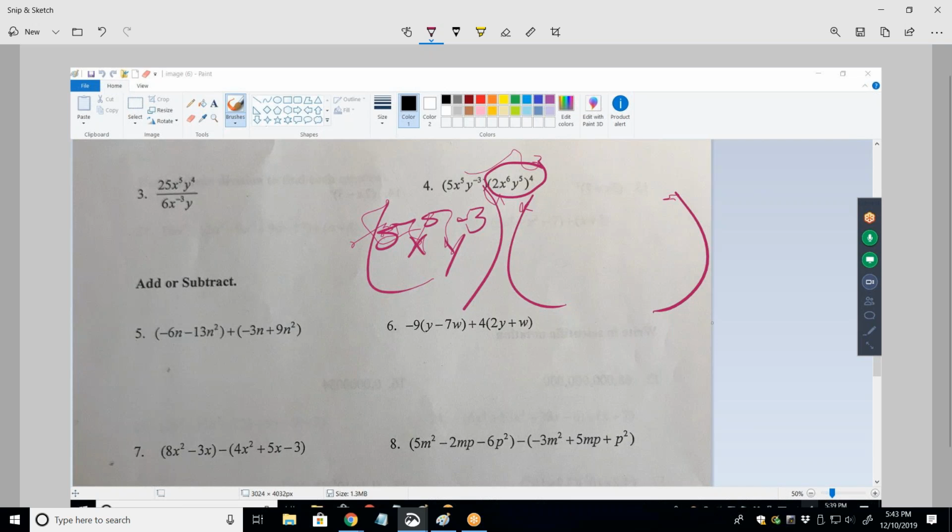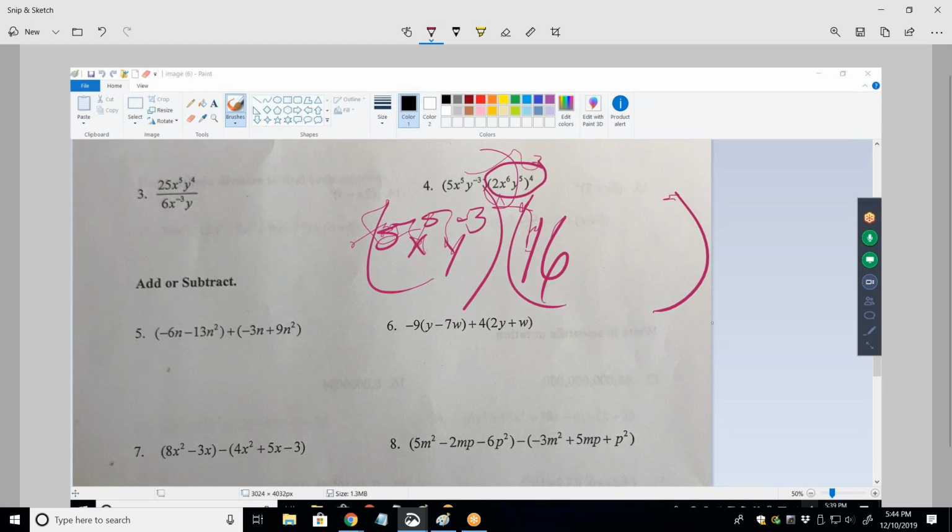Do the number first. 2 to the 4th power. It's 2 times 2 times 2 times 2. 16. Okay. So that's 16. Now do the next variable.